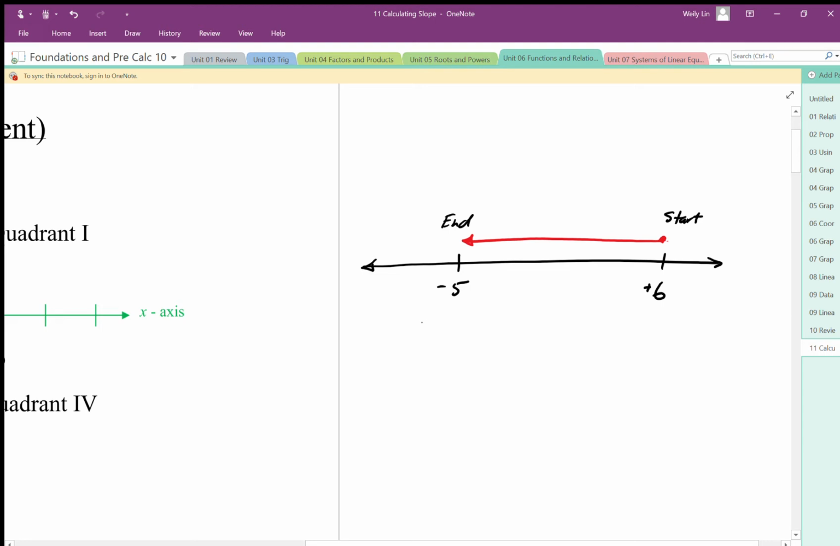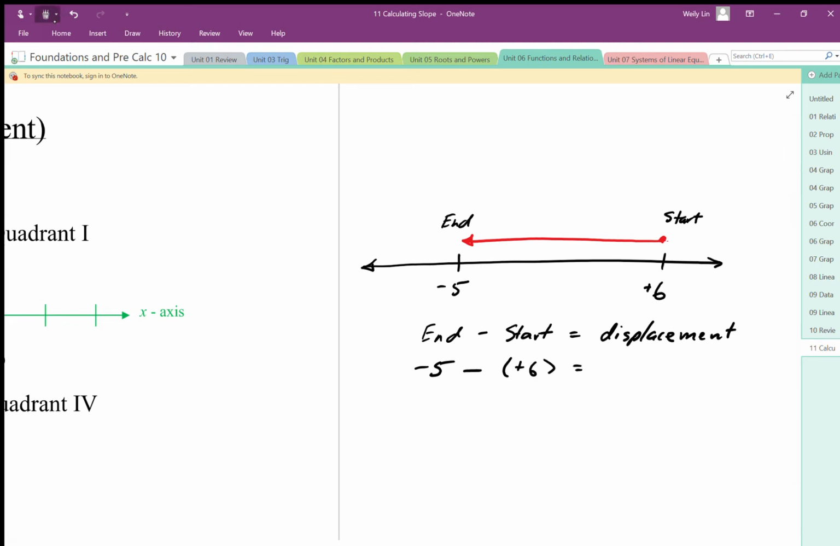So if we do end minus the starting position, that gives us something called displacement, which is the distance between the points and the direction. So the end position is negative 5. I'm going to subtract the starting position of positive 6, and that gives me my displacement. In this case, the displacement will be negative 11. Okay, so I went 11 to the left.